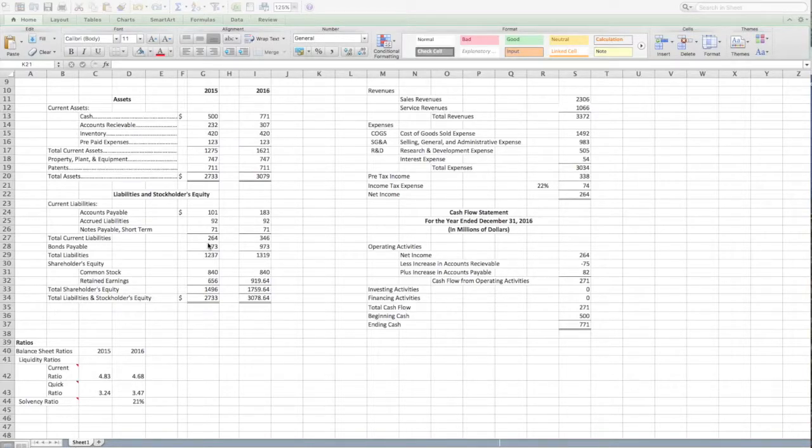So what we're going to look at first are the liquidity ratios. They are used to determine whether a company has enough current assets to pay off its current obligations, its current liabilities. So there are two liquidity ratios that are used a lot. You may have heard these terms before.